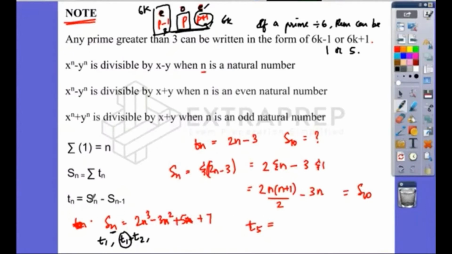So when you want the nth term, Sn minus S(n-1) should be done. So you take the sum of 5 terms and subtract the sum of 4 terms. So T1 plus T2 plus T3 plus T4 plus T5, minus T1 plus T2 plus T3 plus T4. Obviously you'll be left with T5. So that's what I wrote here: Tn is equal to Sn minus S(n-1).